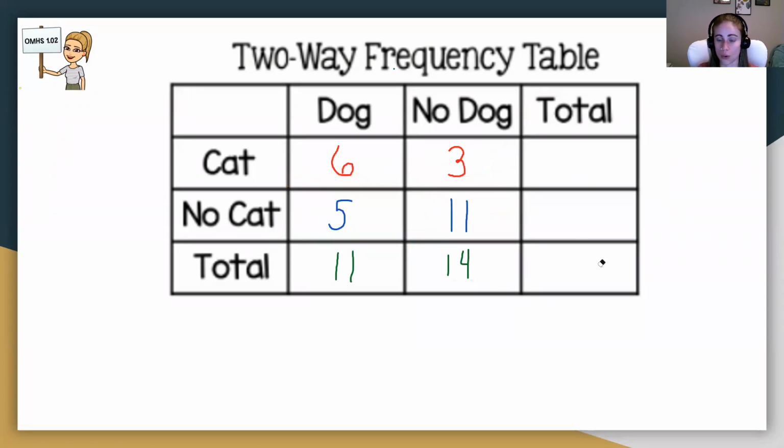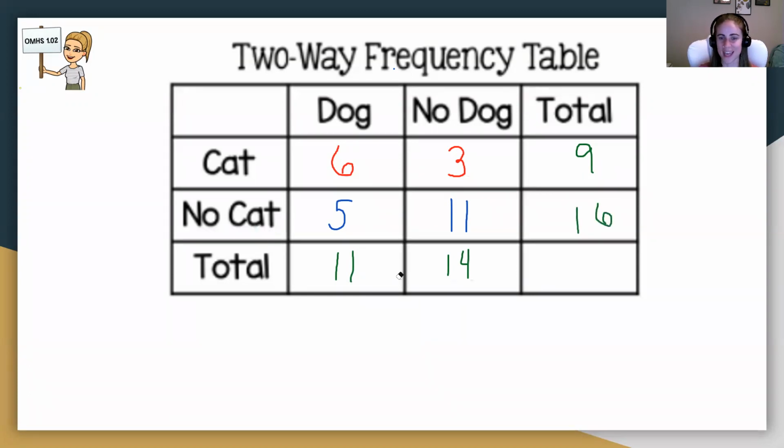All right, we need to complete our row totals. So for this row total right here, that would be the number of people that own a cat and a dog, which is 6, added to the number of people that own a cat and no dog. So 3. 6 plus 3 is 9. All right. Our next one is the total of people that have no cat. The people that have no cat would be 5 plus 11, and that is equal to 16.